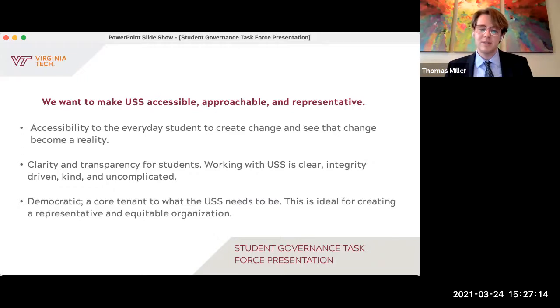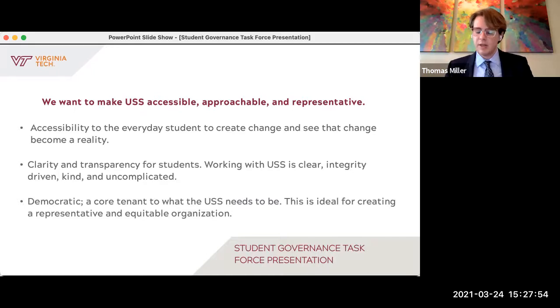Lastly is representativeness and democracy. It's not something I talk about frequently in this presentation, but democracy, again, is a core tenet of what USS needs to be. It's ideal for making a group that is representative and equitable to all students, bringing students in via UCSO senators, also through lowering the bar for students' entrance, but not lowering our expectations for their service. Also, making sure that leadership positions are affordable and accessible to students who might not be able to afford spending that much time in a leadership role.